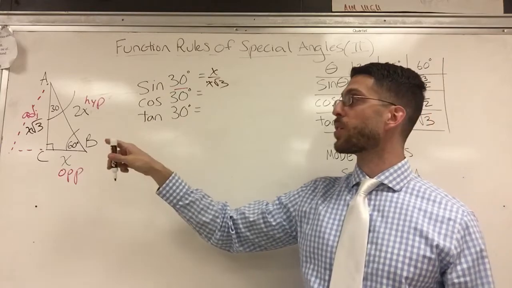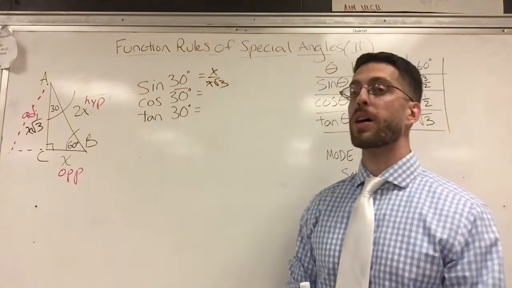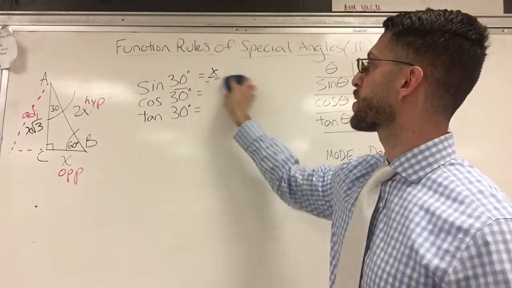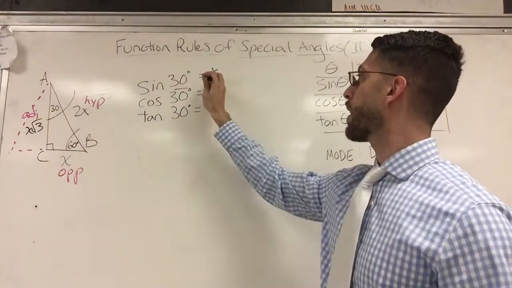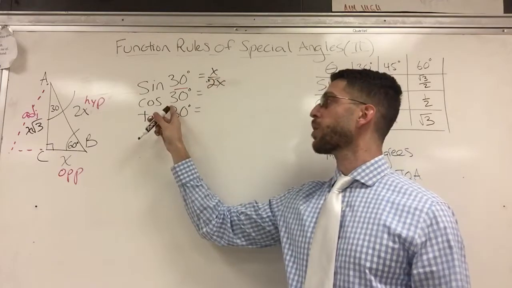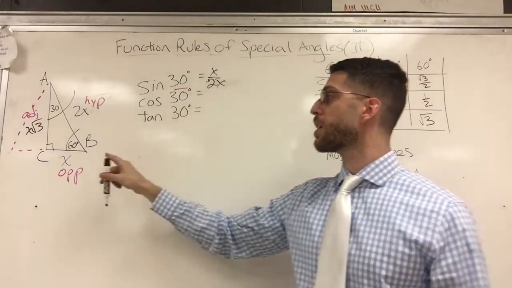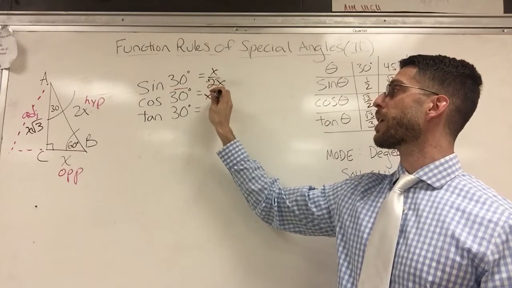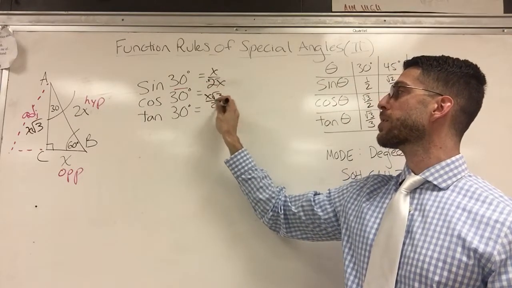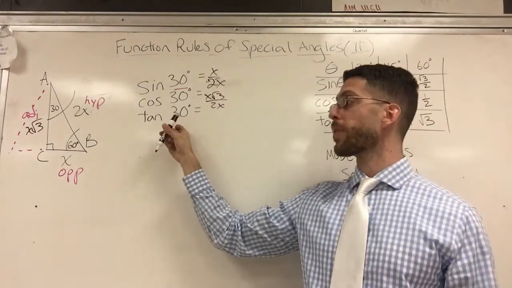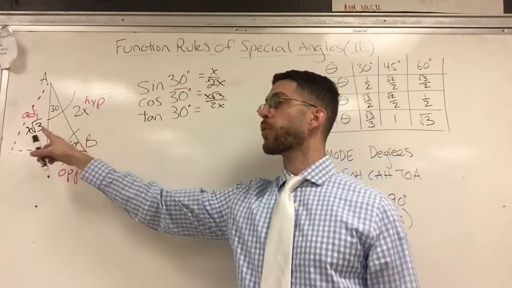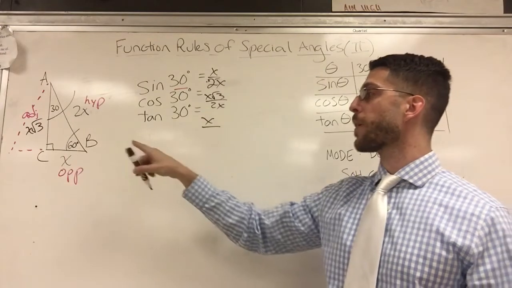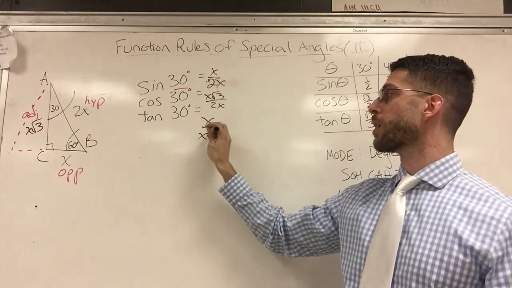Cosine is adjacent over hypotenuse. Wow, I think I made that mistake before. It's x over 2x, excuse me. X over 2x. Okay, cosine 30 is adjacent over hypotenuse, so that's x radical 3 over 2x. And then tangent of 30 is opposite over adjacent, so that's x over x radical 3.